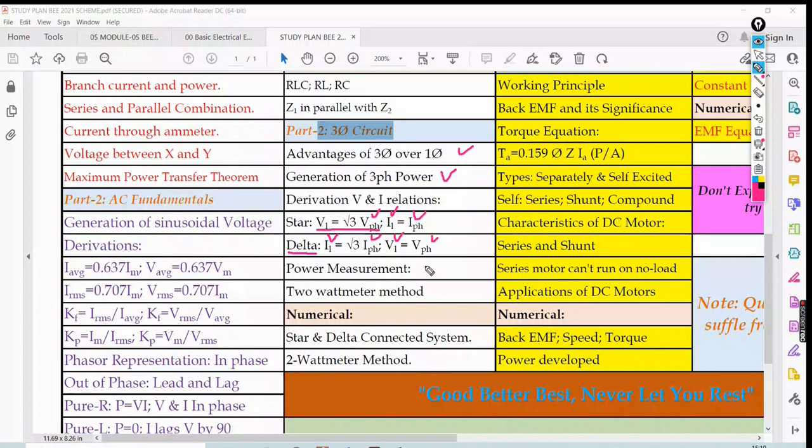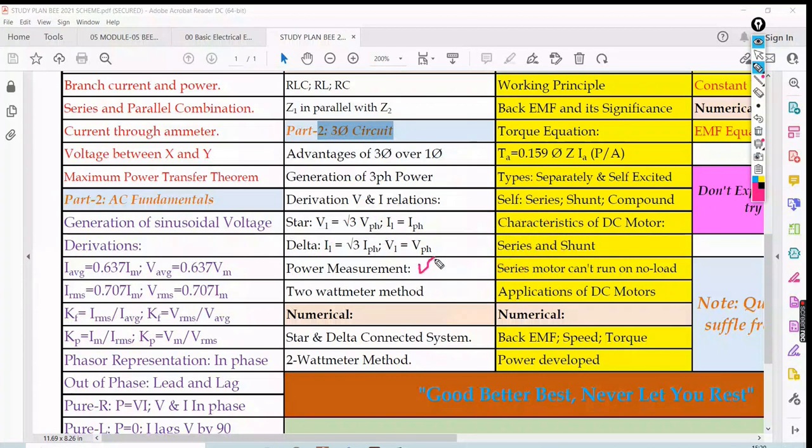But with respect to the three-phase power, P is equal to, if it is phase quantity, 3 times the phase voltage, then phase current and cos φ, that you remember. If it is a line quantity, what is it? It is √3 times VL, then IL, then cos φ. This is with respect to the line parameters. These two equations you have to remember with respect to the power determination.